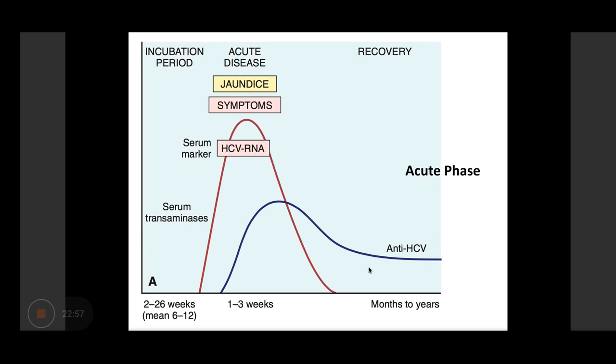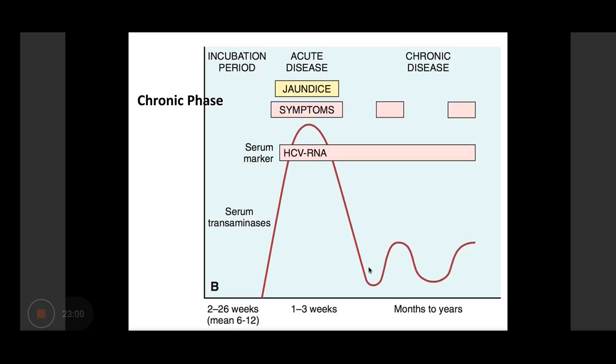This is during the acute phase. In the chronic phase, HCV RNA persistently remains positive, even though the transaminases may decline. Therefore, normal transaminases does not indicate it is not HCV. If there is any clinical reason to suspect, then HCV RNA should be tested for. And troughs and peaks of the serum transaminases may occur as the disease gradually progresses.